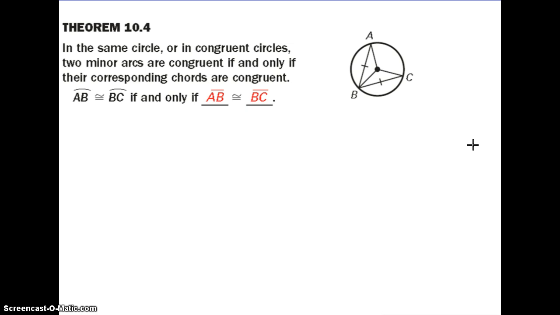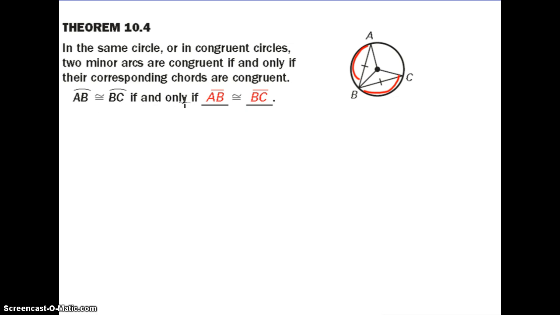If you take a look here, it says in the same circle or congruent circles. Remember, we talked about this in our last video about chords being congruent. It has to be in the same circle, so the arcs are the same in the same circle or congruent circles. I'm looking at chords that are congruent in the same circle or congruent circles. So the two minor arcs that they make, for example, arc AB, the arcs will be congruent and vice versa.